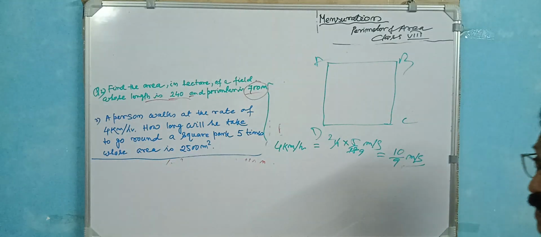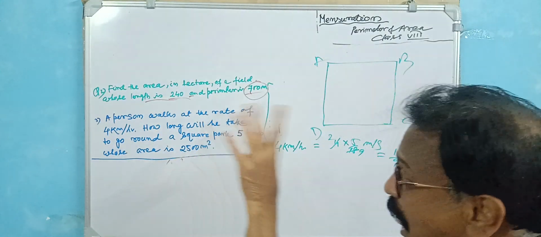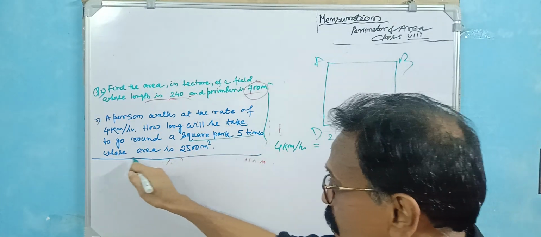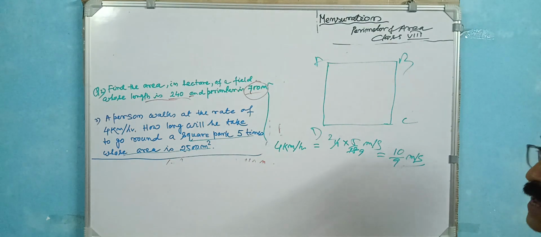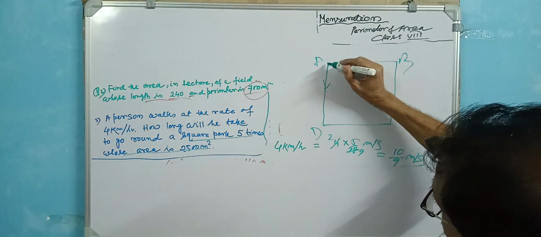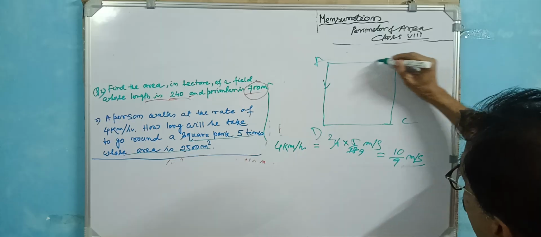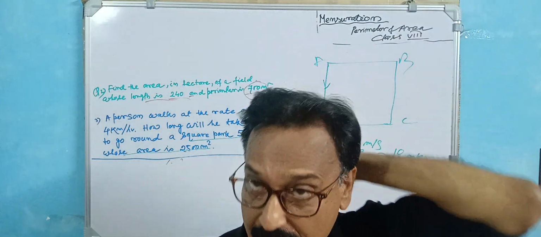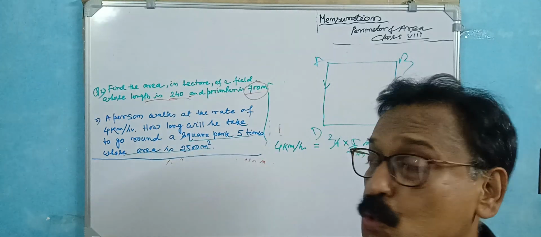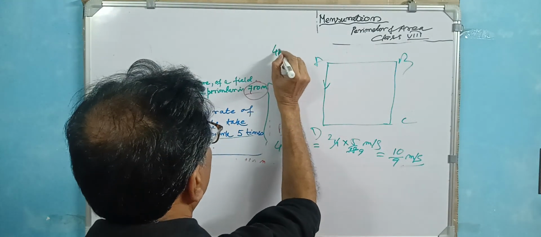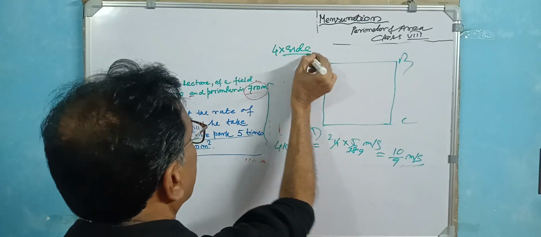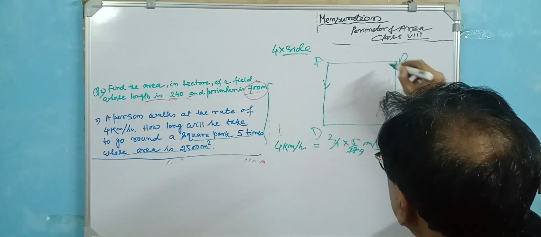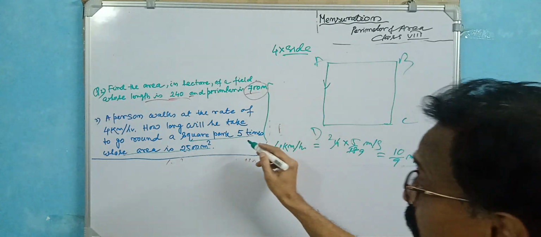This is the physics. A person walks at the rate of this. How long will it take to go around the square 5 times? Whose area is this? The person is moving from here to here, so that means actually the boundary is covered. That means which formula do you apply? The perimeter of the square. You should know the perimeter of the square is 4 into side. If this is one round, that means one perimeter, but it's round 5 times.